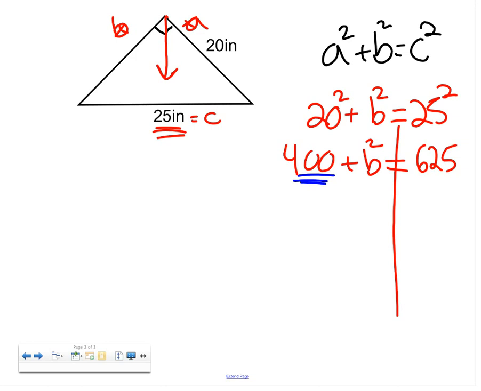Well, how do I move a positive 400 to the other side? How do I move it away from b? Well, it's a positive 400, so I'm going to subtract it from both sides. That will cancel this out, and I'll get b squared. And over here, I'll get 225.